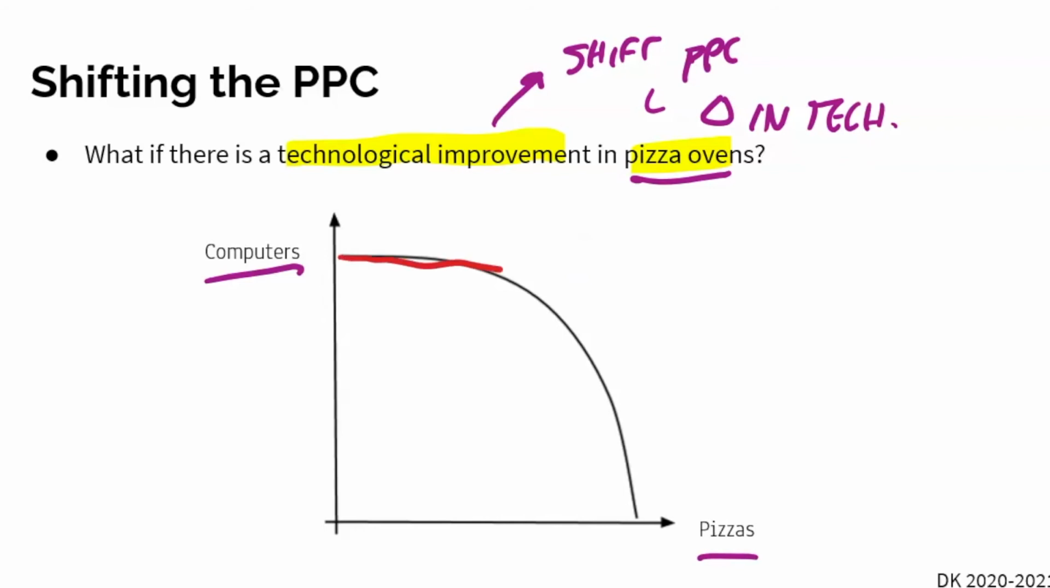So our PPC is going to shift outwards like this, right? The curve where computers are is going to stay the same because this country is still going to be producing the same amount of computers here. But the production possibilities of pizzas is going to shift outwards, as you see in the curve that I drew, because of the technological improvement in pizzas here.